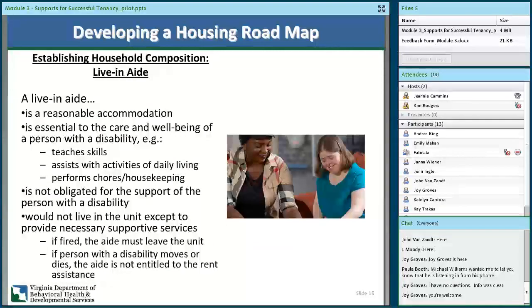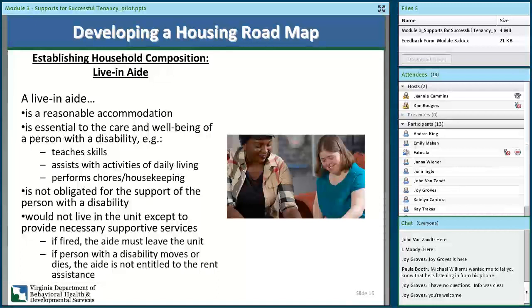Now, let's take a look at live-in aides. A live-in aide is a reasonable accommodation that enables an individual with a disability to access and use rent assistance or rental housing. Live-in aides provide essential care and supports for the well-being of the person with a disability. The live-in aide enables the person to live in and use housing. Care and supports may include teaching skills, assisting with activities of daily living, or performing chores or housekeeping.